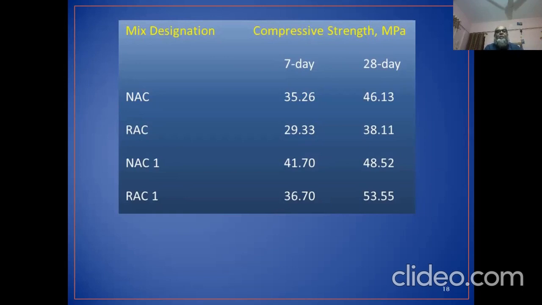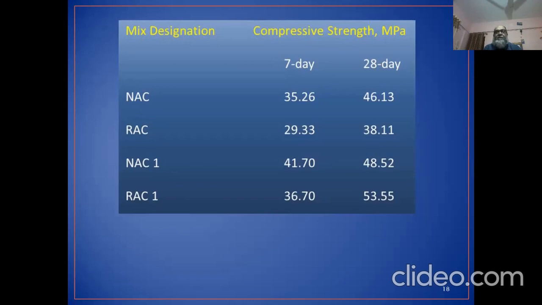Okay, I continue. So if you compare this ordinary condition, as you can see, if you are not doing anything, and I suppose that RAC was mixed up to 30%, you find the compressive strength of RAC concrete is lesser in both 7-day and 28 days.